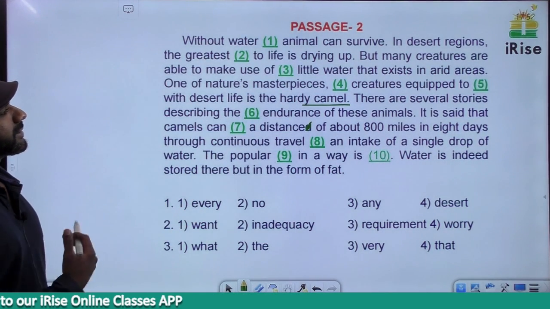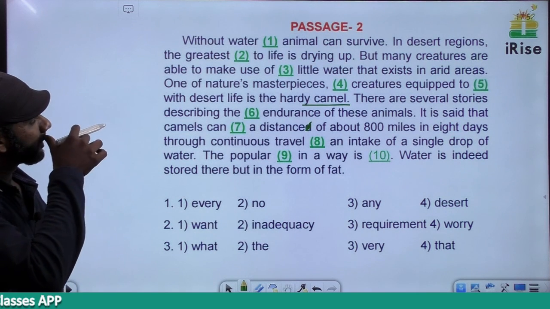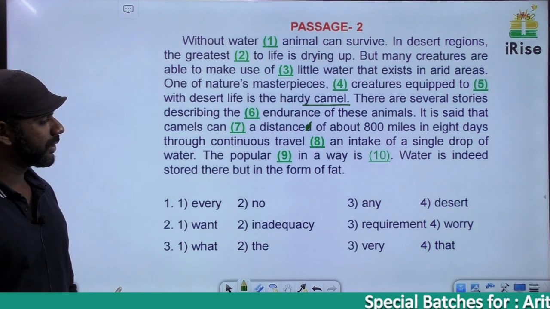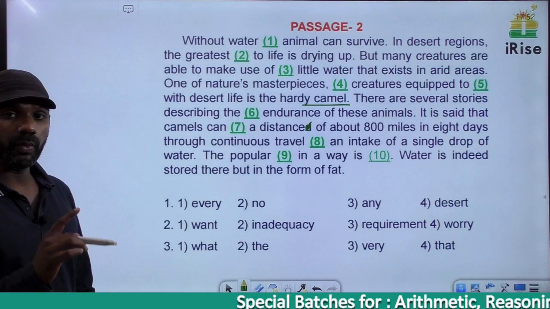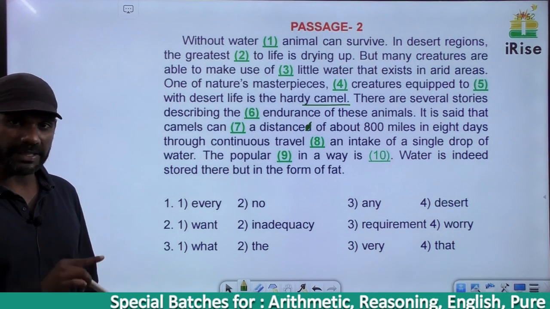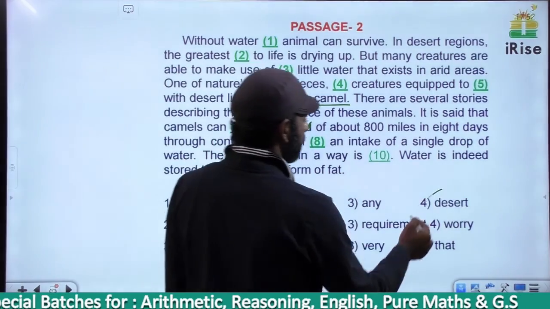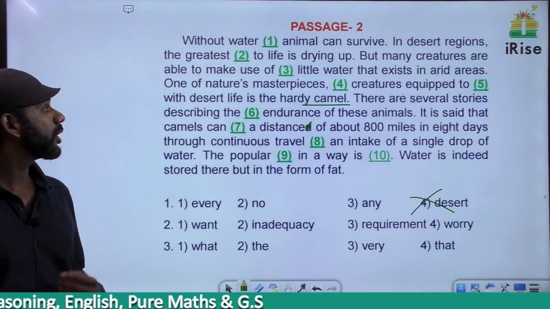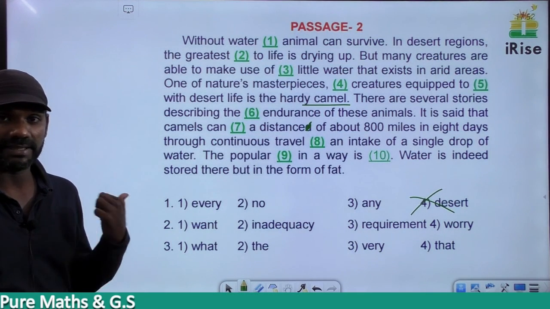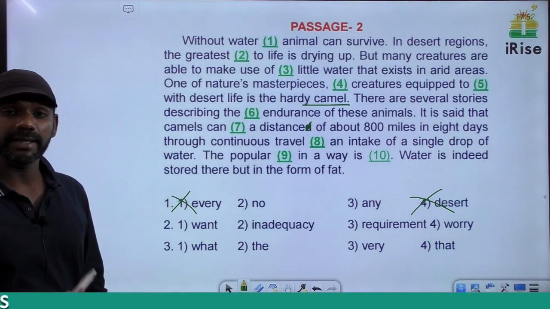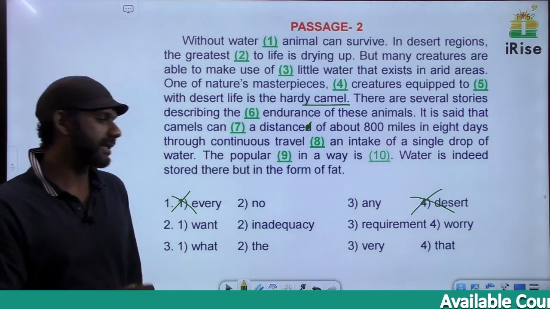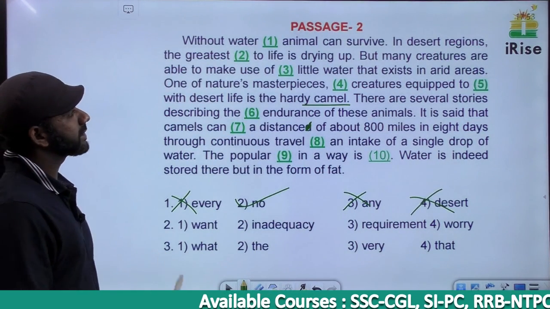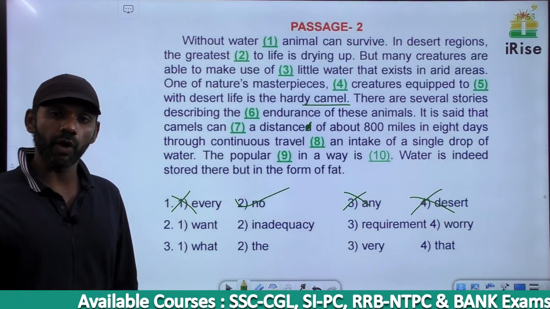Come to the passage once again. We'll go sentence by sentence. Without water, dash animal can survive. The options are every, no, any, desert. We are talking about one animal, desert animal, that is camel, that is in specific. It starts with general, so option 4 is eliminated. Now, without water, every animal can survive does not make sense here, eliminated. Without water, any animal can survive, also contradicting the paragraph, eliminated. The answer must be 2. Without water, no animal can survive. That means every animal needs water to survive.